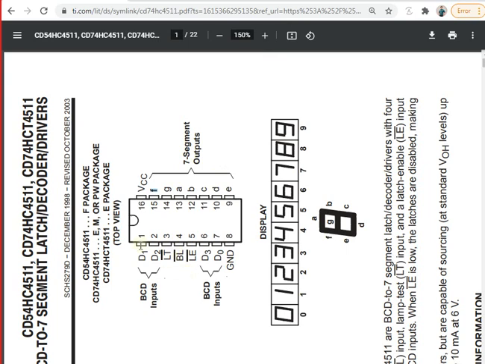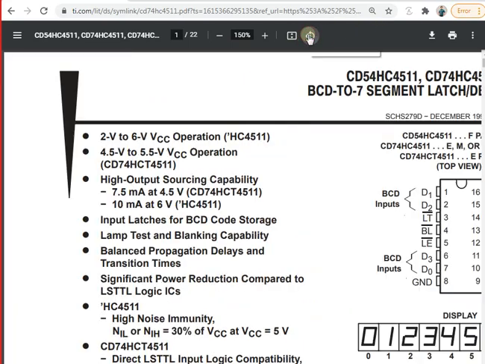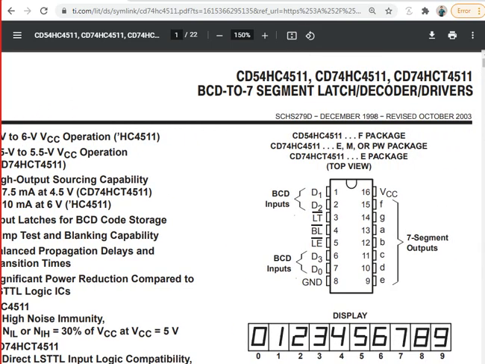You can see over here pin number 1, 2, 6 and 7, they are BCD inputs. What does BCD stand for? BCD stands for binary coded decimal. Now as the name speaks for itself, binary coded decimal. What does binary coded decimal mean? This is a decimal, this is coded into binary.